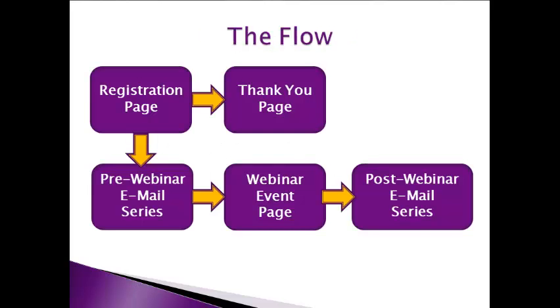The flow is that your customers come to a registration page where it gives them all the details about your webinar, what it's going to cover, and it's going to capture their name and email address. Then when they click on submit or register, two things are going to happen. Number one, they're going to get taken to a thank you page. And then they're going to be put onto your autoresponder list where you're going to set up a bunch of pre-webinar emails, welcoming them, reminding them and all that kind of stuff. Then they are going to be taken to the webinar event page.